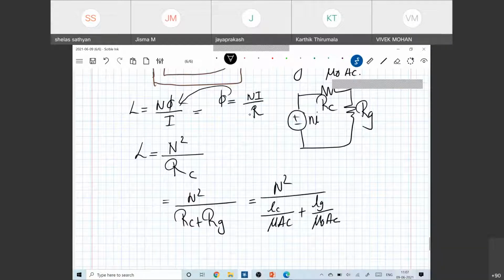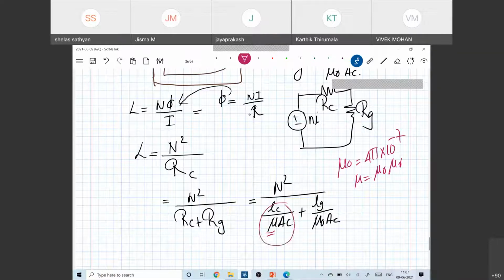Now, what is the value of mu naught? Mu naught is usually in the range of 4 pi, that is 4 pi into 10 raised to minus 7, whereas mu is the permeability of the material, which is given by mu naught into mu r, which will be quite high. So this term will be negligible when compared to this term. So this can be omitted when you introduce the air gap.